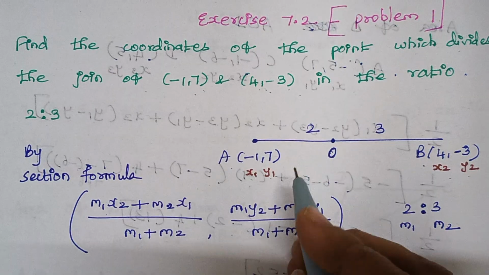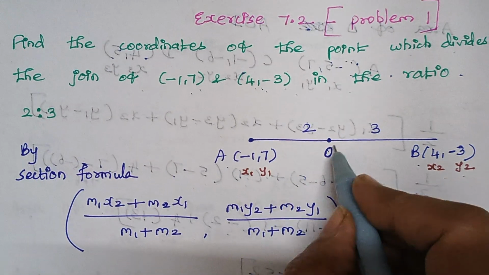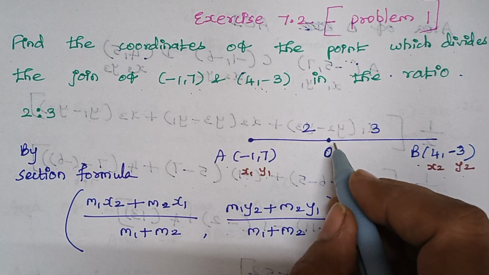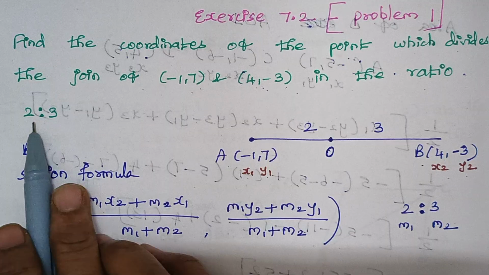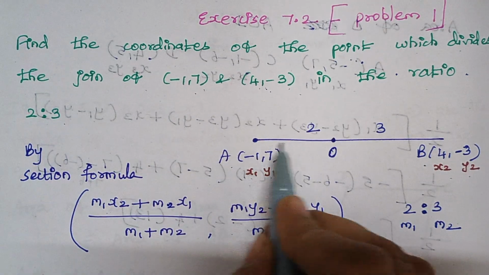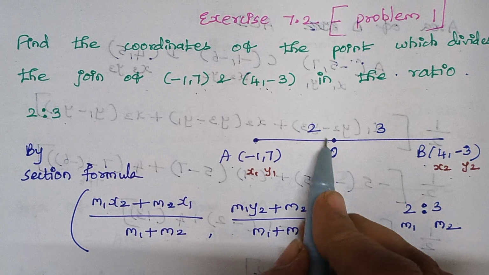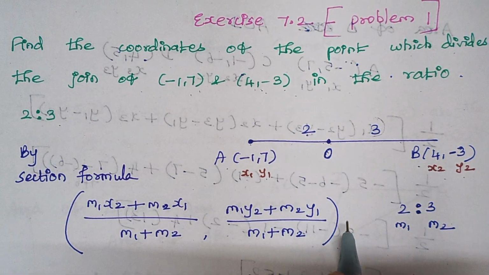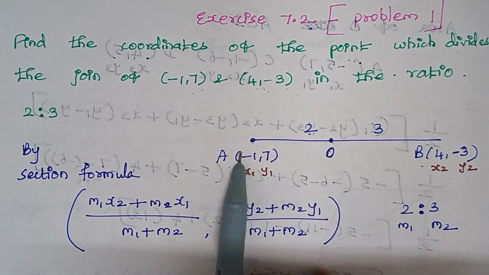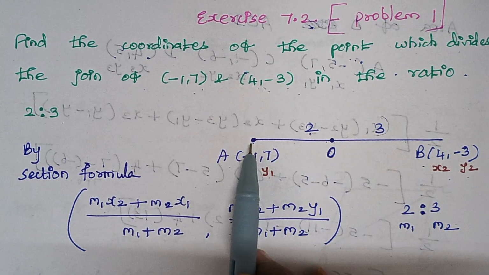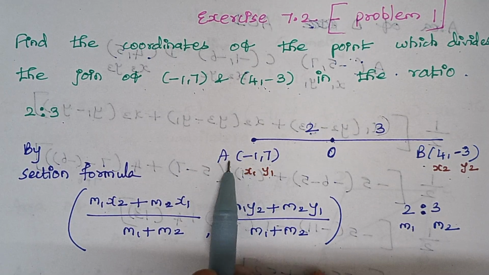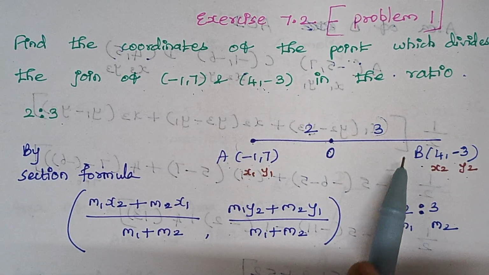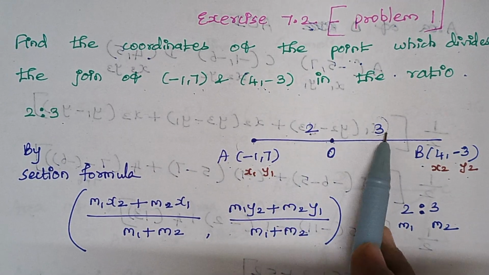This line is divided by some point, so let that point be O, right? How does this point divide a line? This point divides a line in the ratio 2:3, right? So the first part, AO, denotes the ratio 2 and OB denotes the ratio 3, right? There is a line segment, and the line segment points are represented by A and B. And there is one more point which divides this line segment AB in the ratio 2:3, right?